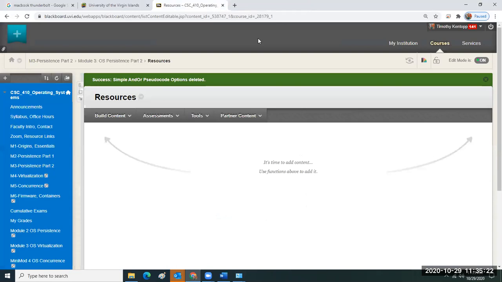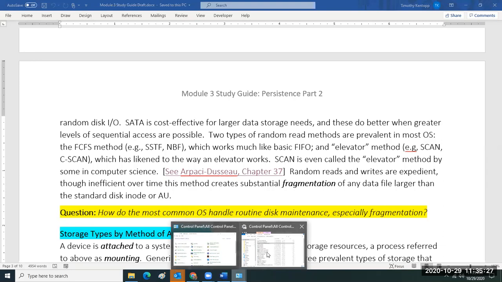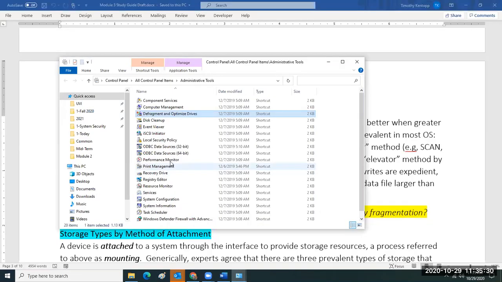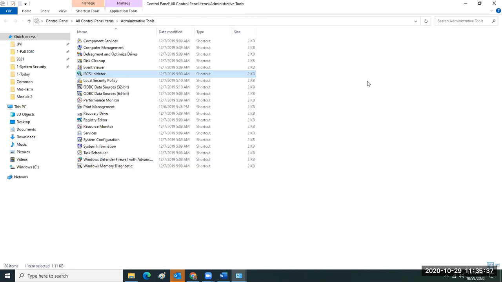Let's see what else. Let's look at this again. We just mentioned SCSI. Has anybody heard of iSCSI before? It sounds familiar. Okay. But I don't recall what it's for. Does anyone remember a reference for NAS and SAN, network attached storage and storage area network? Yeah, I remember those acronyms.